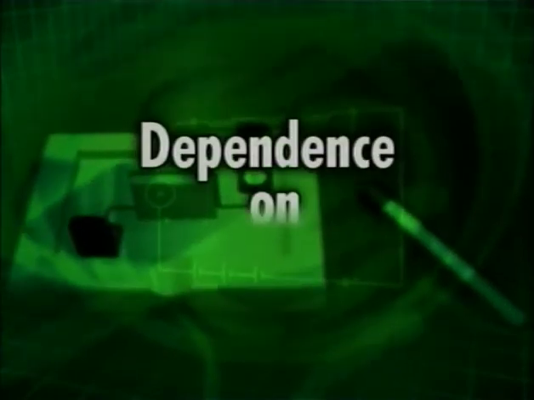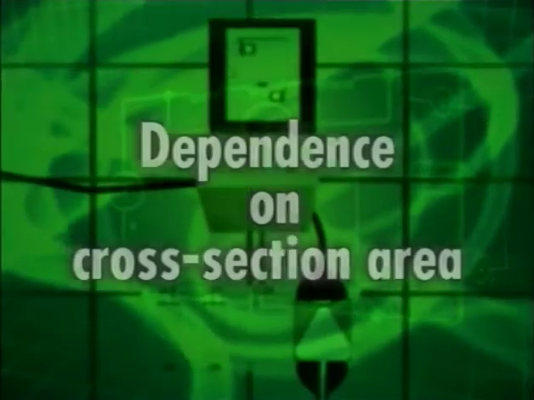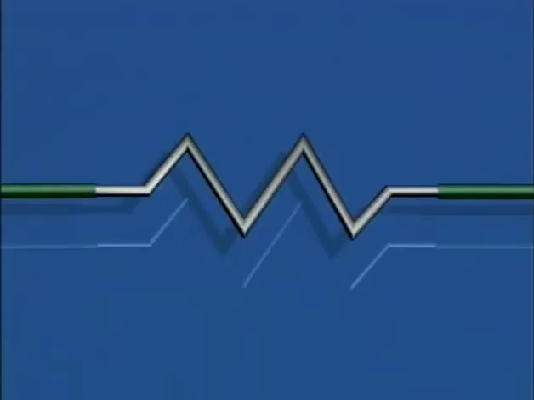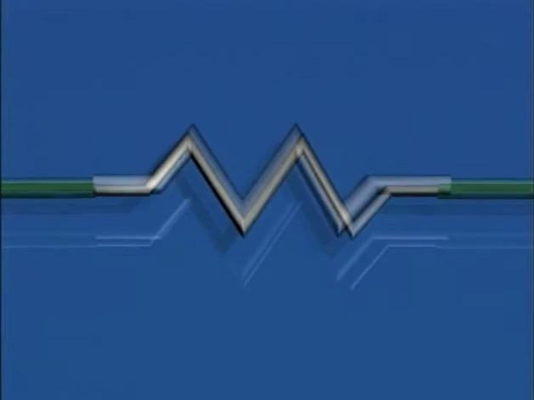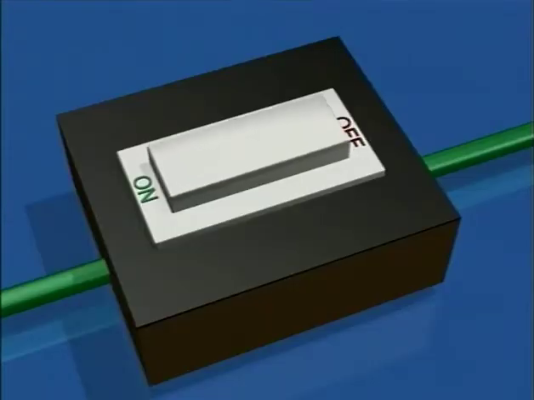Now, we will conduct the experiment using wires of different cross-section area. We now replace the nichrome wire by a thicker nichrome wire of the same length and note down the current through the circuit.